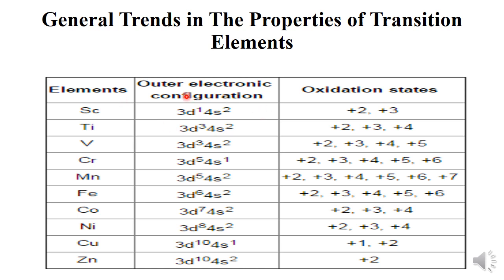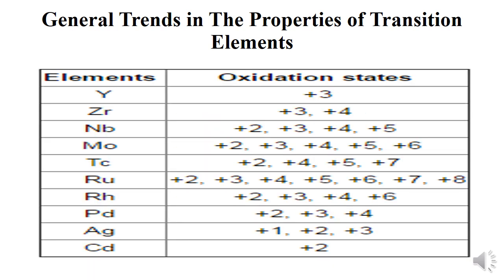The oxidation state for the first series, that is the 3d series. In the case of scandium, the oxidation state is +2 and +3. Similarly, in the case of titanium, it's +2, +3, +4 and so on up to manganese. It can show a number of oxidation states, including the +7 oxidation state also. Similarly, all the other members can show a number of different oxidation states. Similarly, the members of another series, that is the 4d series, also show a number of variable oxidation states. Like ruthenium, they can show the oxidation state of +8 also.